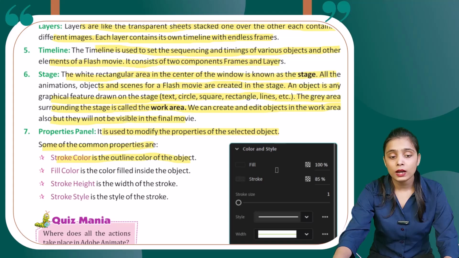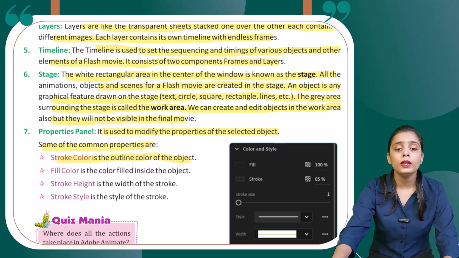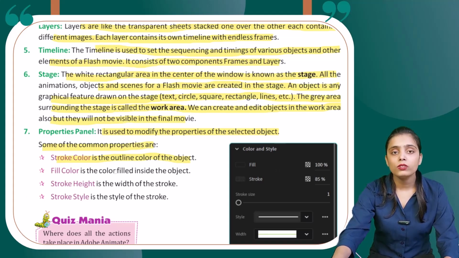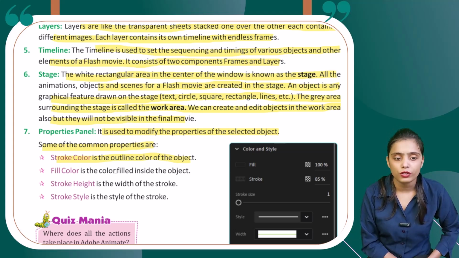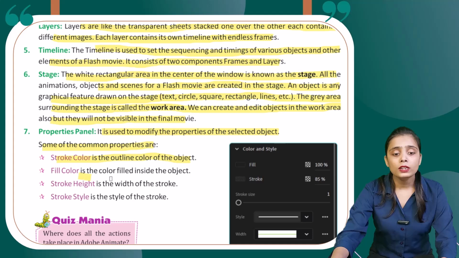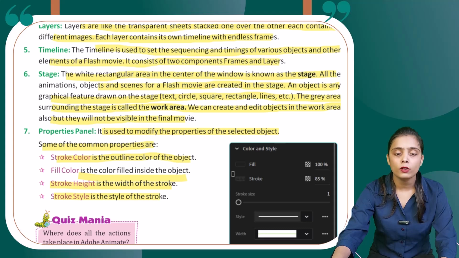Okay, here you can see color and style. In the properties panel, you have some things you can modify on your object on the stage. Fill color is the color filled inside the object, stroke height is the width of the stroke, and stroke style is the style of the stroke.